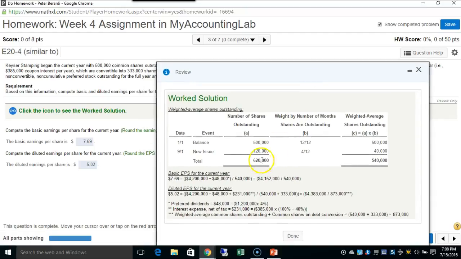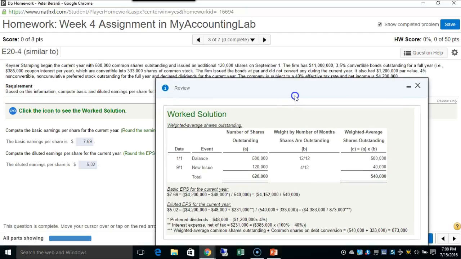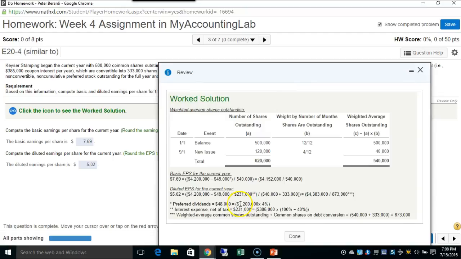Moving forward to the diluted earnings per share, you're going to take your basic share numerator of the $4,200,000 minus the $48,000, and now you're going to calculate the interest that you would have saved had the convertible bond converted. The convertible bond gives off $385,000 of interest for the year. The $385,000 would have been fully saved had the bond been converted, because we go back to the first of the year.